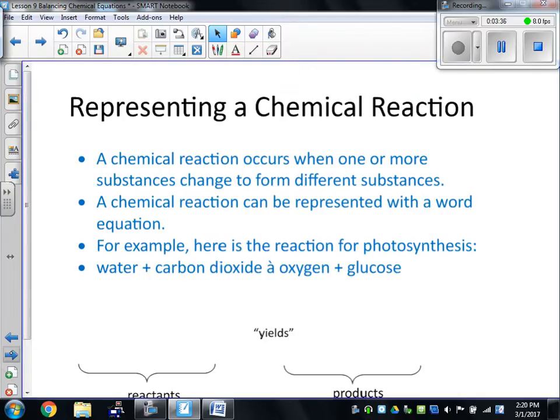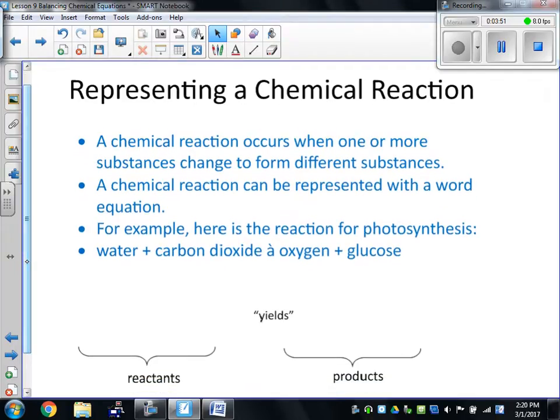Okay. So when we look at representing a chemical equation, a chemical reaction occurs when one or more substances change to form different substances. A chemical reaction can be represented with a word equation. For example, here's a reaction for photosynthesis. Water and carbon dioxide gives us oxygen and glucose. That should be an arrow there, by the way. Okay, like so. So once again, we can write this out as a word equation, or we can write it out with the actual compounds, which we're also going to do today.